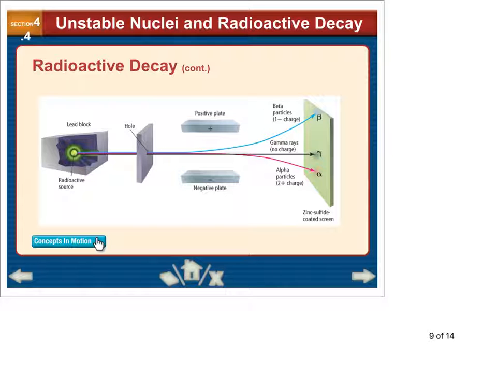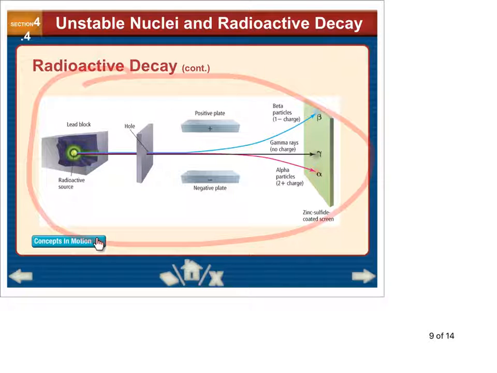And a little chart here showing radioactive decay. We've got a radioactive source that shoots through here, with a positive plate and a negative plate. The beta particles bend up this way because they're attracted to the positive plate. The alpha particles bend down this way, being attracted to the negative plate. Gamma rays, which have no charge, go straight through. And you see our 3 Greek symbols there also.